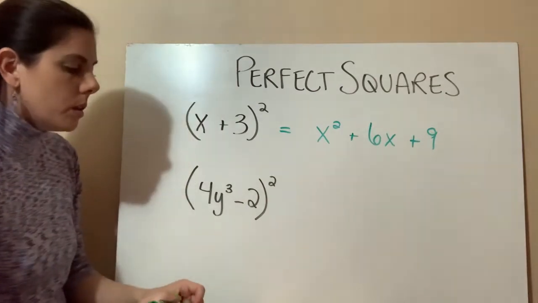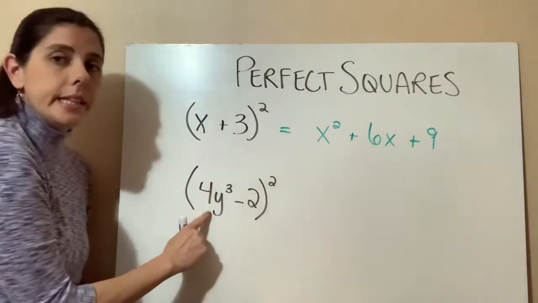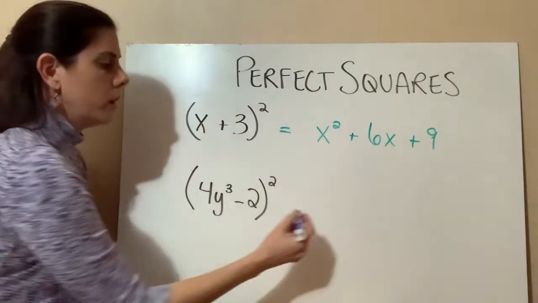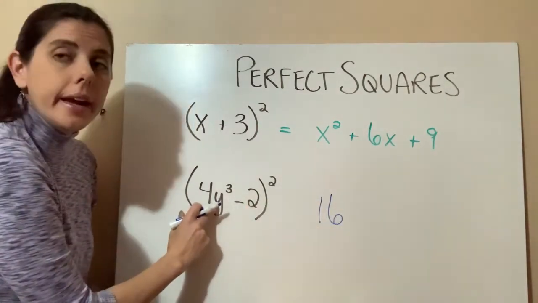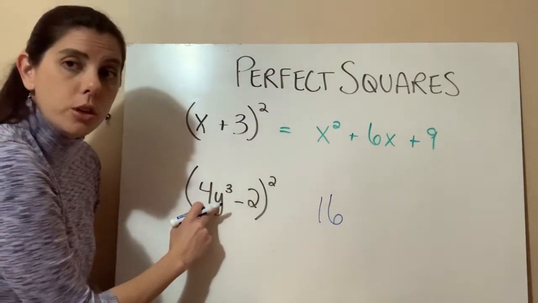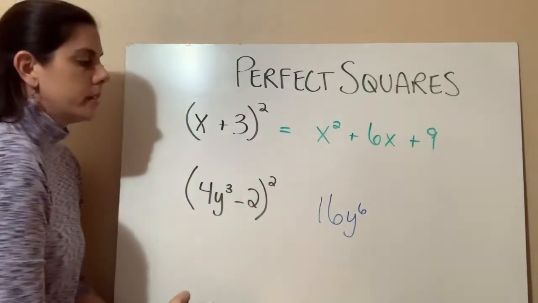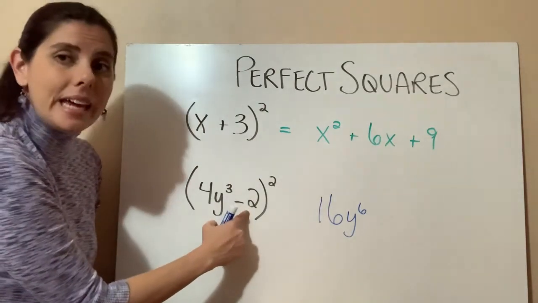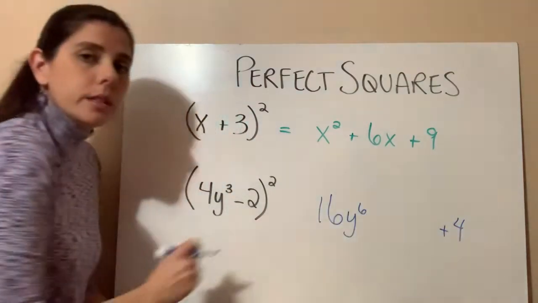Okay, let me go ahead and change colors here. We're going to take the perfect square of this. So 4 times 4 is 16, and then y cubed times y cubed, that's going to be y to the 6th. So that's our first term. Now our last term is a negative 2 times a negative 2, which is going to be a positive 4, correct?